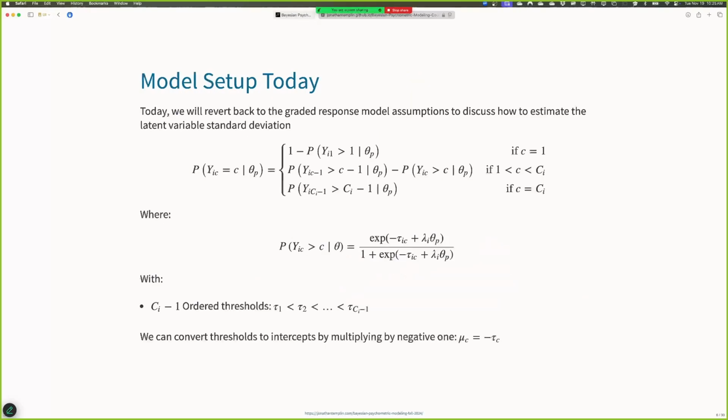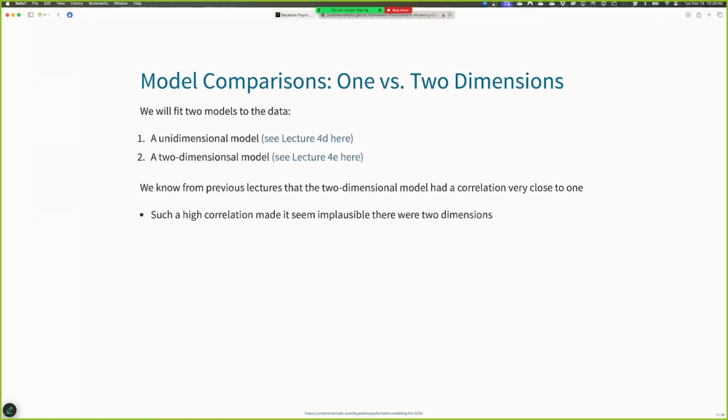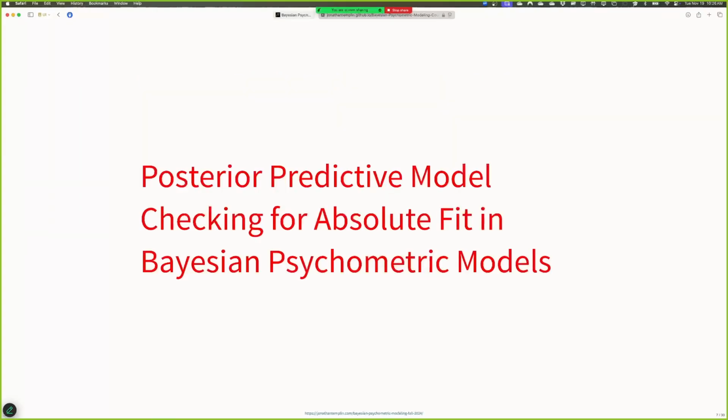We're still using our conspiracy theories. Our model set up today will be the graded response model. We're going to talk about it a little bit as well. And we are going to compare a unidimensional model for our data with a two-dimensional model for our data, right? See, there's a method to the madness here. I had this thought: let's put these two together, right? Now we probably know what the result will be here, but let's take a look.